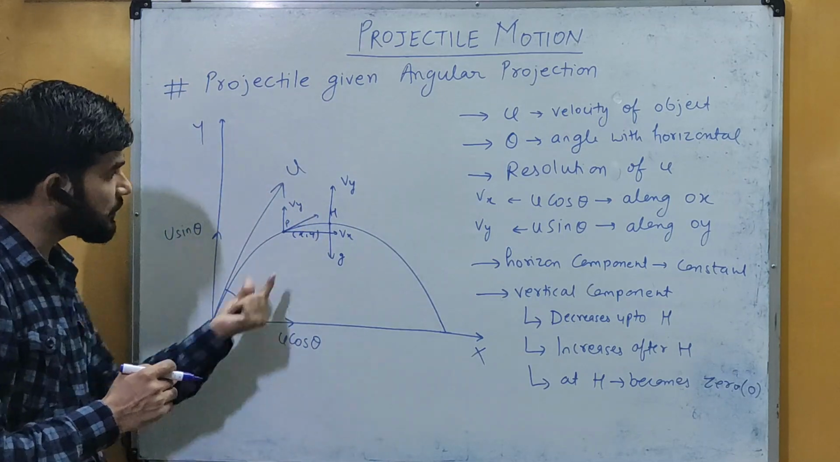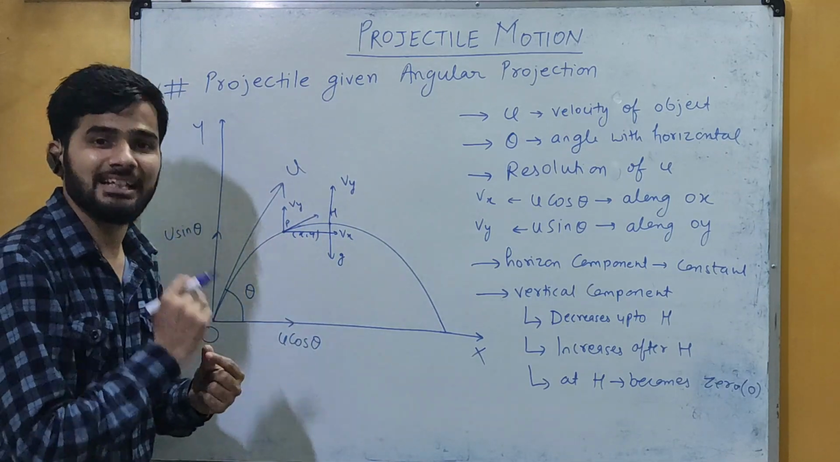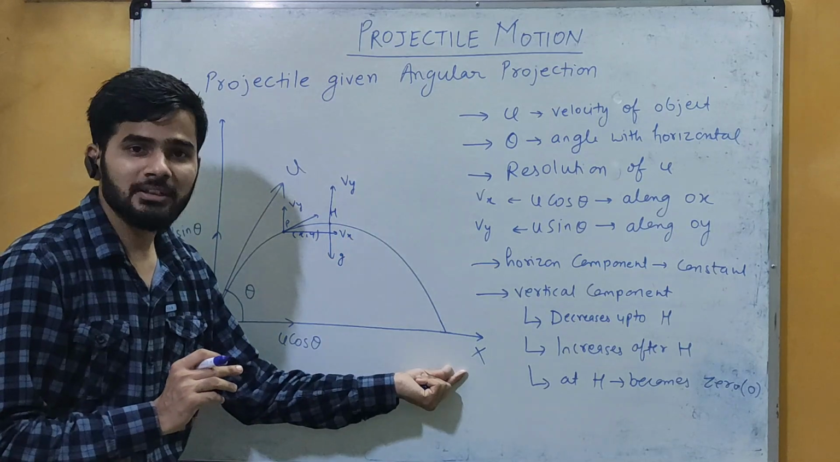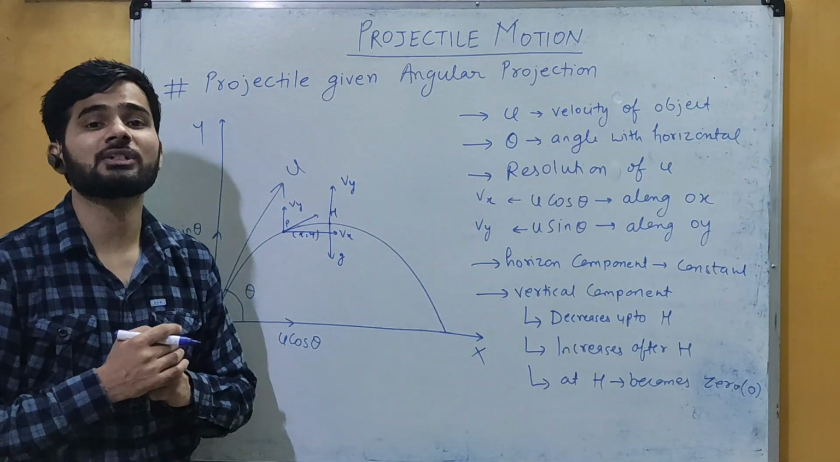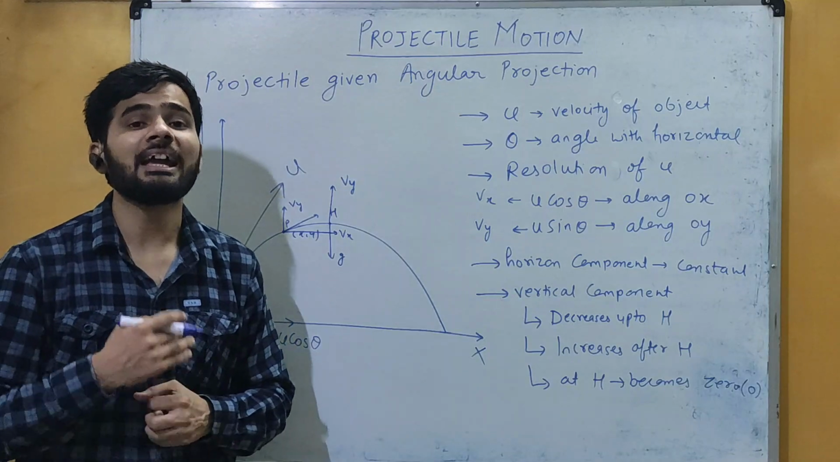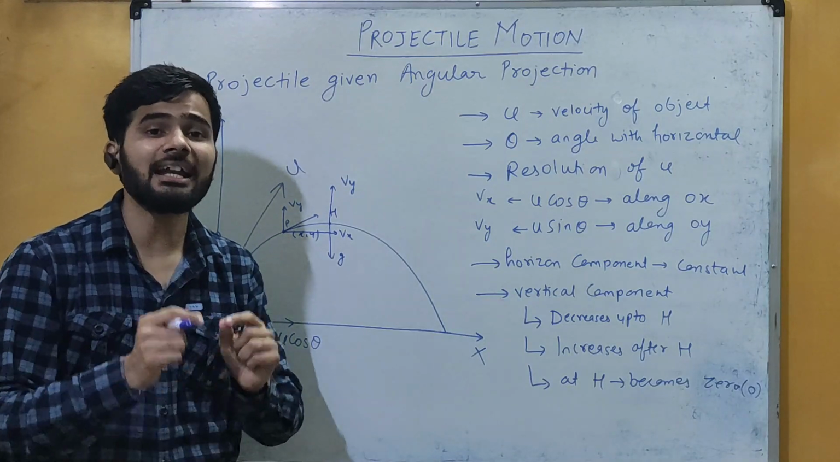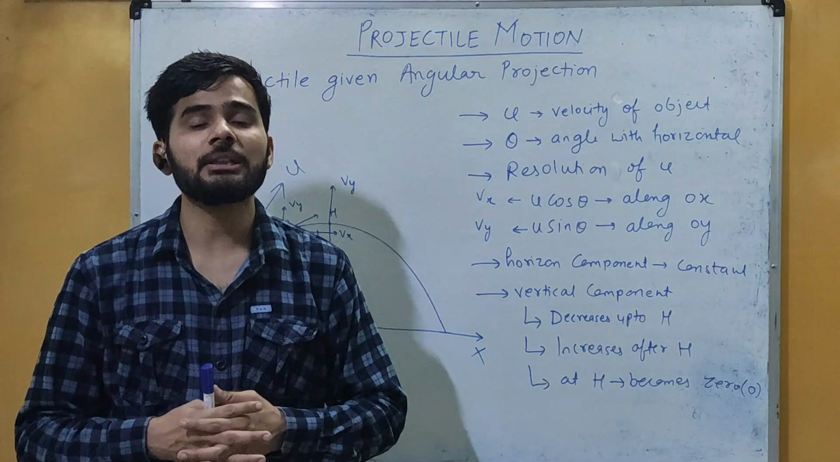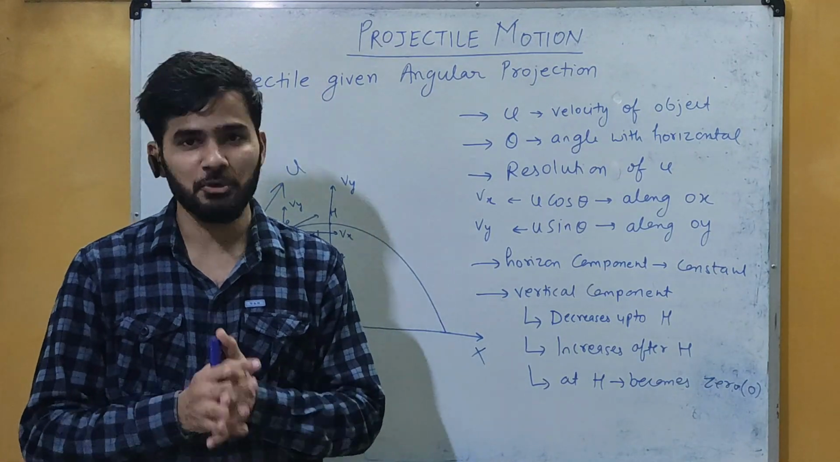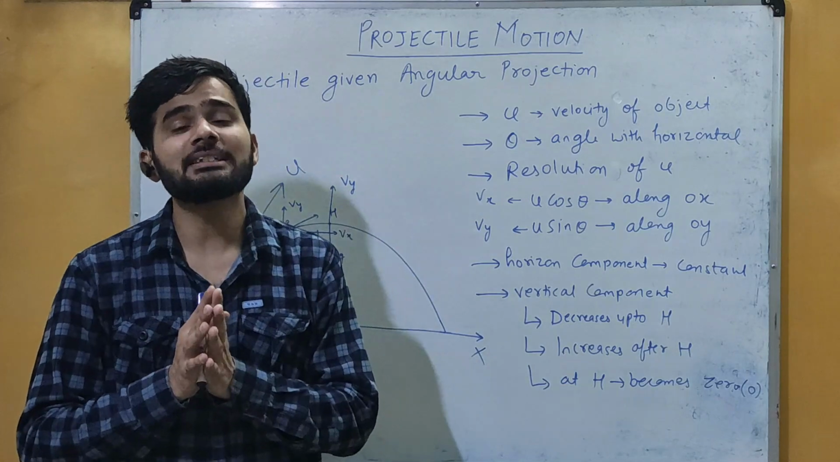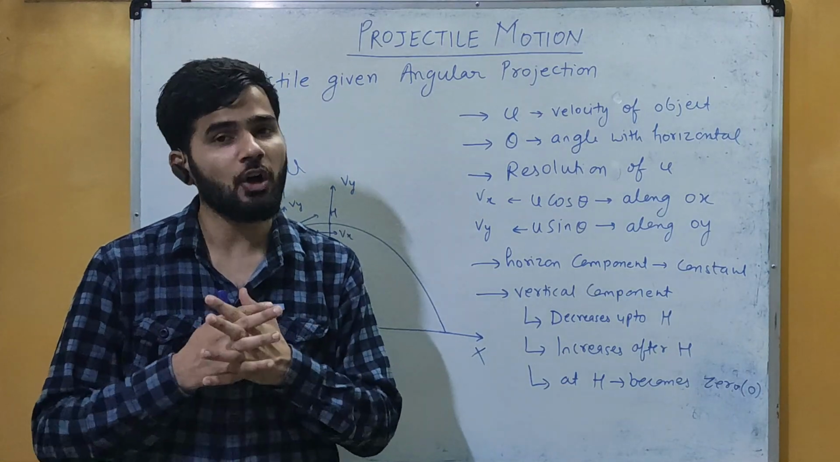So from O to H, this velocity decreases. From H to the final point, the velocity increases, and at point H the velocity is 0. That is because of the action of the gravity on that projectile. So this is all about the projectile given horizontal projection and projectile given angular projection. In the next video, we will see the projectile given horizontal projection in detail.